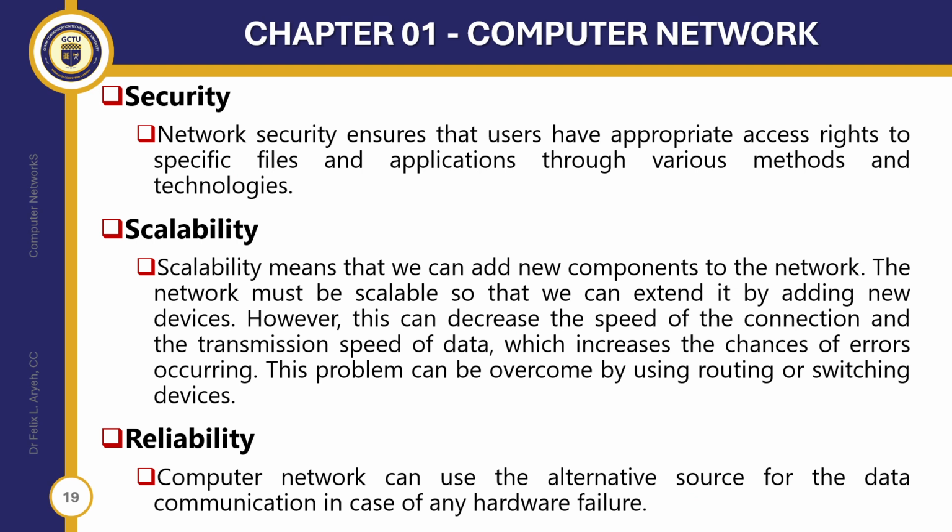Now, in terms of scalability, as the name says, it means that we can add new components to the network. So the network must be scalable so that we can extend it by adding new devices. In this case, we can also decrease when we add new components onto the network. We should be ready to accept the fact that the network would also be slow. So, a typical example could be in an organization of about 10 people using a bandwidth of, let's say, 50 megabits per second. That is the bandwidth. And then the employees are 10.